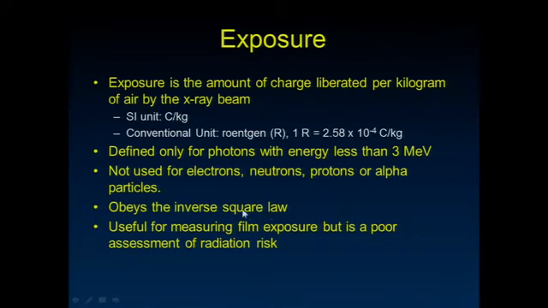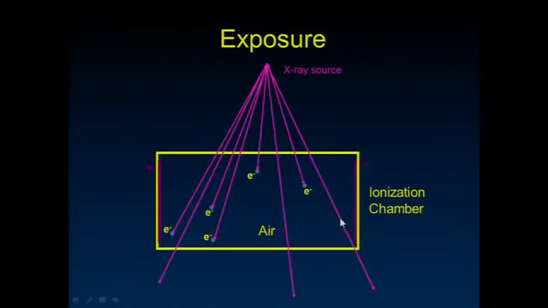And of course, exposure measurements obey the inverse square law, right? If I measure what the exposure is 1 foot from the source of gamma rays or 1 foot from the X-ray tube, and I move 2 feet away, the amount of exposure that I'm going to measure is going to have decreased by 4, right? When I double the distance, I'm going to decrease my exposure by the square of that. And it's useful for measuring film exposure on an X-ray plate, but really it's a poor assessment of radiation risk.